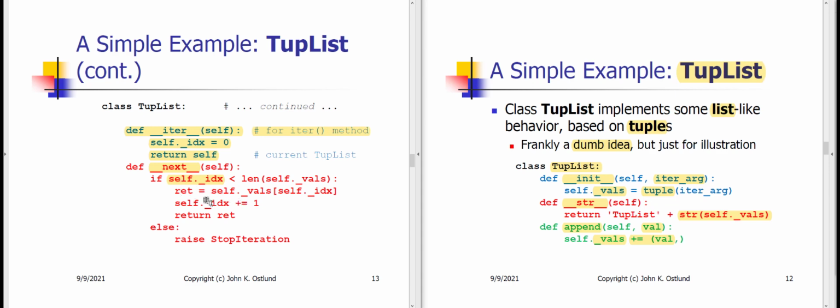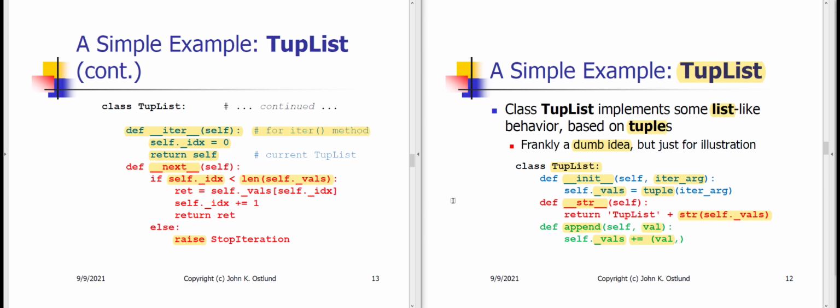Now, if the index that we have is beyond the end of the tuple, well, that means that we've run out of values, and the way we generate an exception from within our code here is to raise that exception. All right, so when we run out of values, when there are no more values that we can return from next, we raise stop iteration. And therefore, anybody who invokes this next method will receive this stop iteration exception.